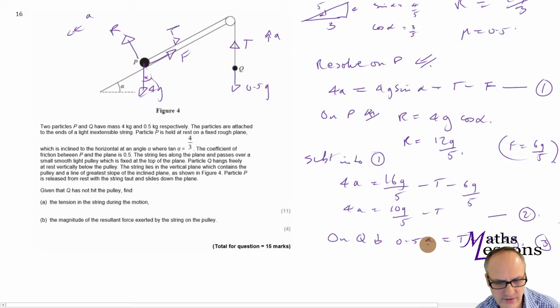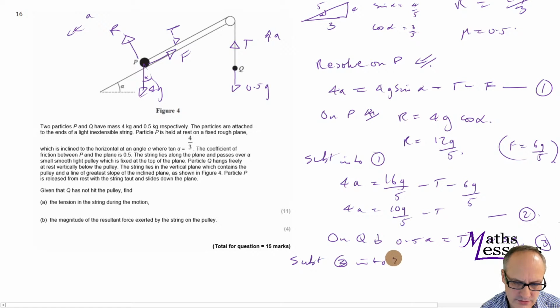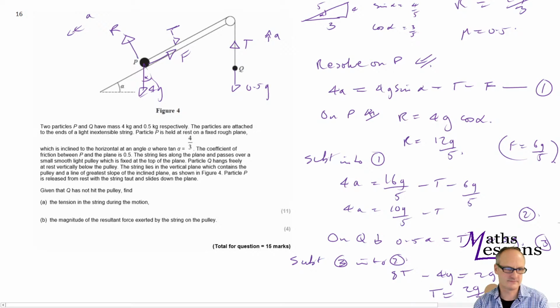If 0.5A is equal to this, then A will equal 2 lots of that, minus G, times by 4. Let's substitute 3 into 2, and I should get 8T minus 4G equals 2G minus T. What I'm doing is taking this, putting it in here, and timesing it. In fact, it's times by 2, so I get 2T minus G, times by 4 gives me 8T minus 4G. And from this, I can rearrange to get T is equal to 2G over 3. Normally with these questions you just add them together, the T's cancel, and you find A first. But in this case we find T, and we don't need to find A at all.